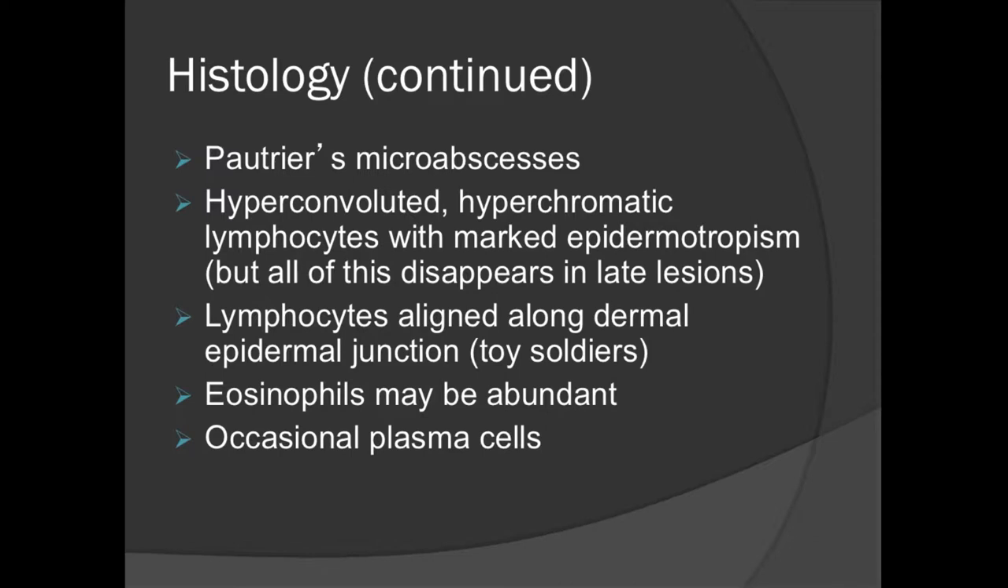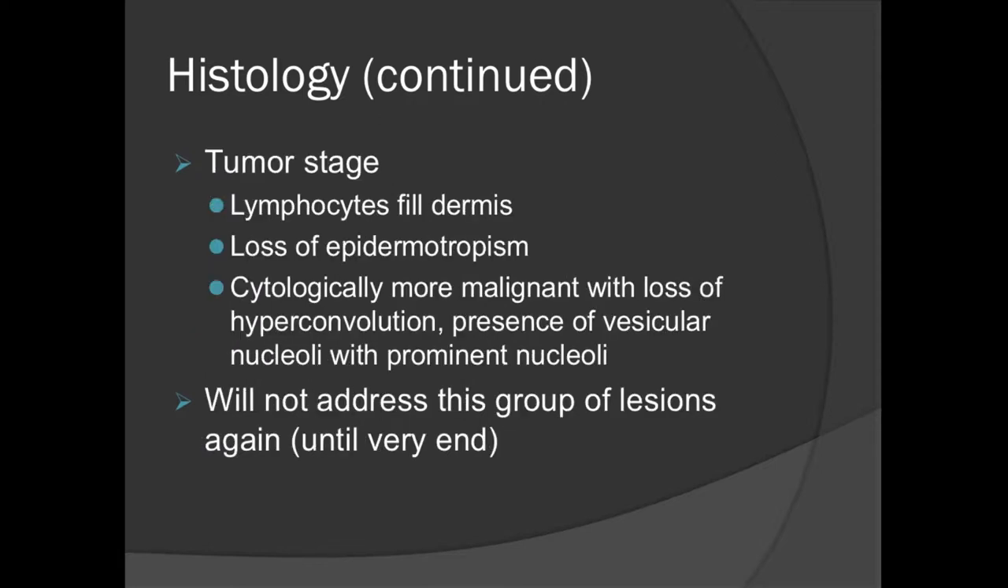How about the lymphocytes? Well, they're hyperconvoluted and hyperchromatic, and they have marked epidermotropism, but in late lesions, you don't have any of that. Lymphocytes aligned along the dermal-epidermal junction like toy soldiers. Well, that's a very pretty kind of thing, but what does it mean? Eosinophils, yeah, but all derm things have eosinophils. And plasma cells, well, wait, I thought we were talking about lymphoma. None of this makes any sense.